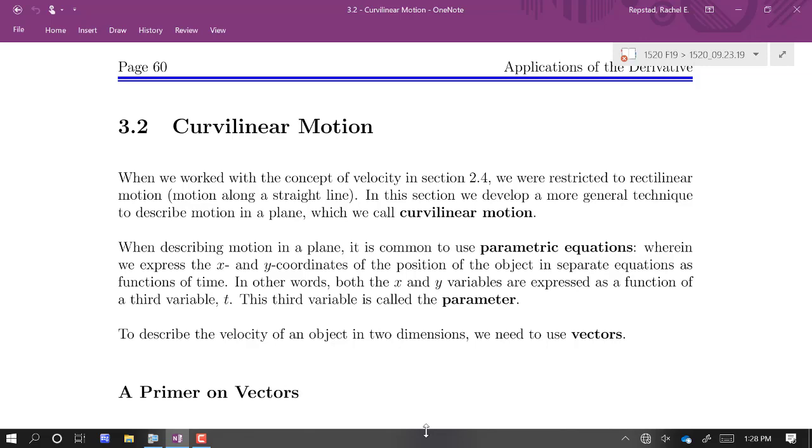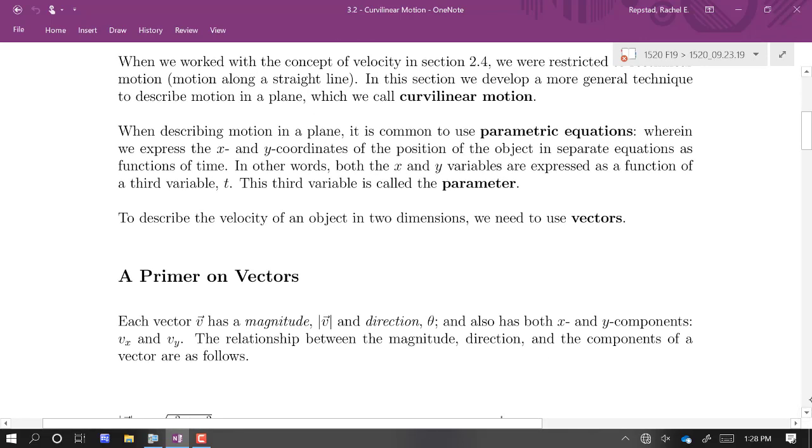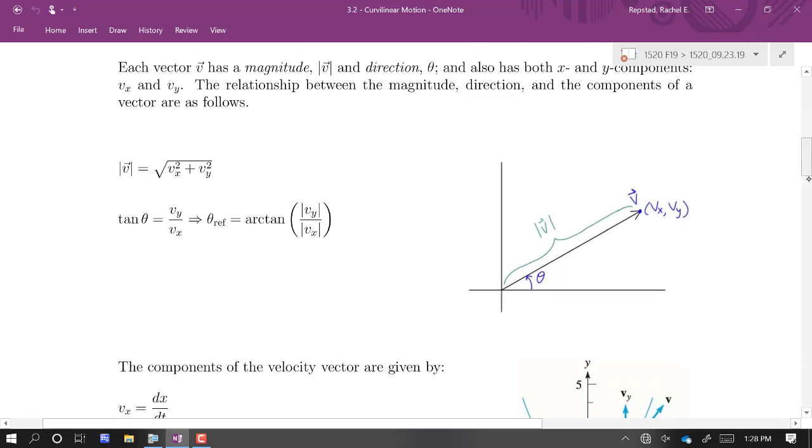We say that time, that third variable, is the parameter. And then to describe the velocity of an object, we're going to use vectors. So we're just going to go over some vector basics. If you haven't worked with vectors before, that's okay. We'll cover the basics. We'll cover everything we need to know.